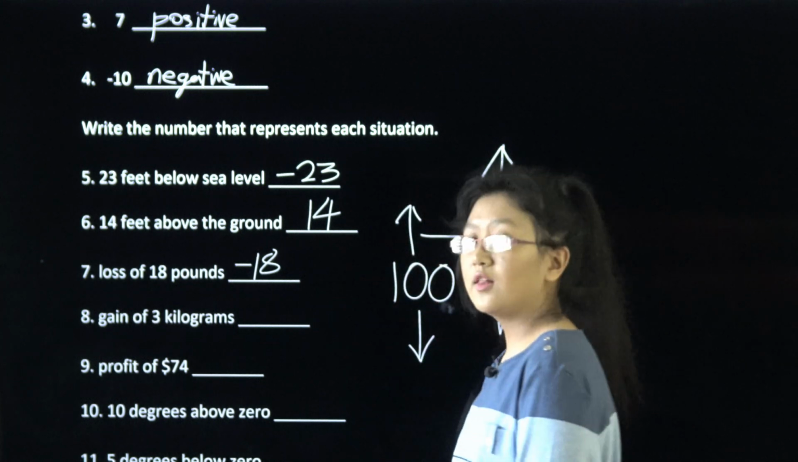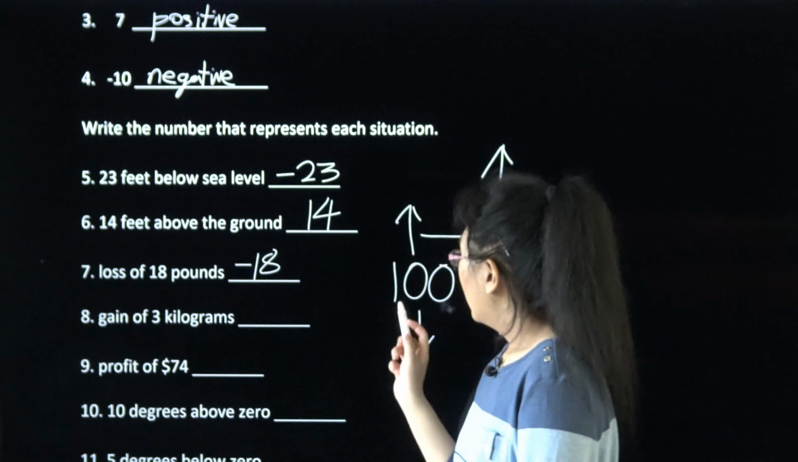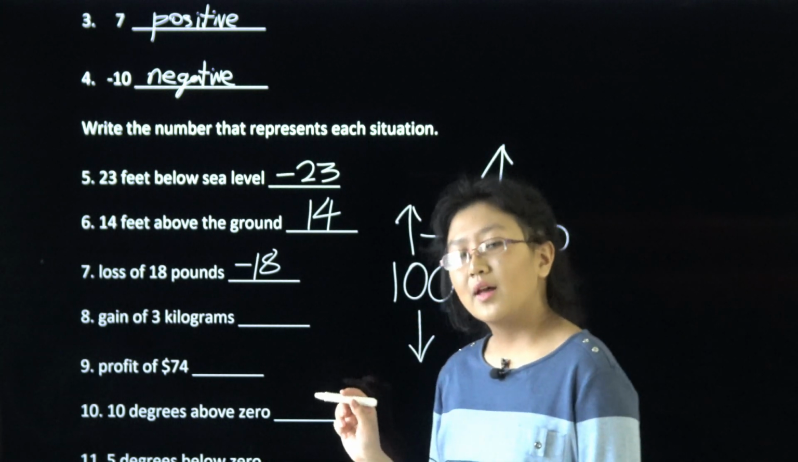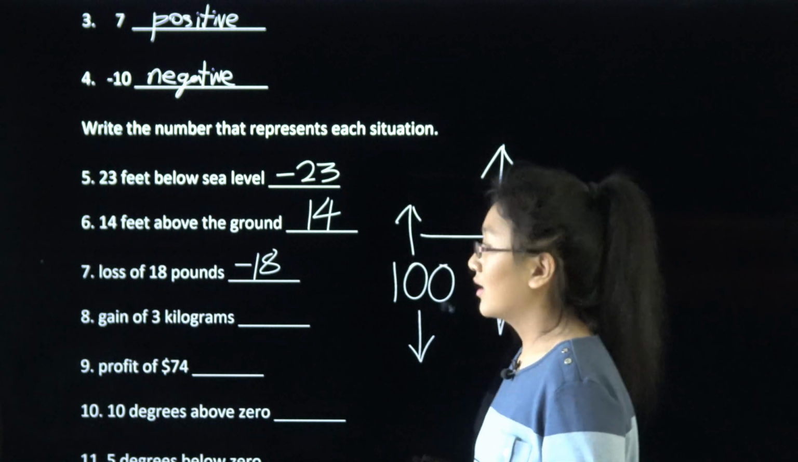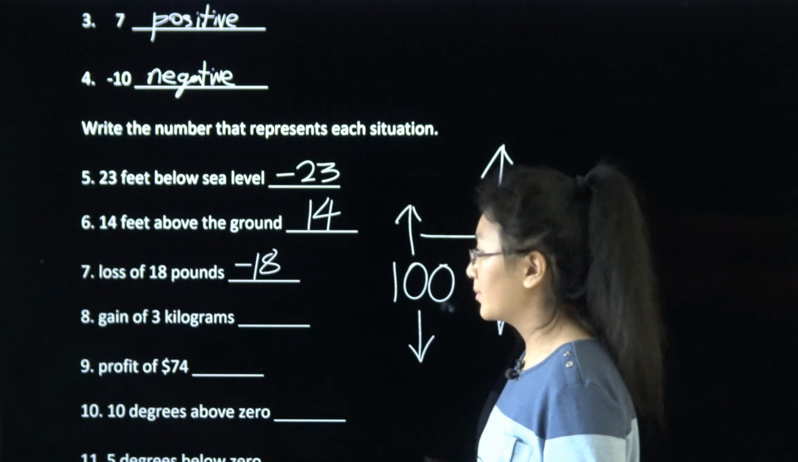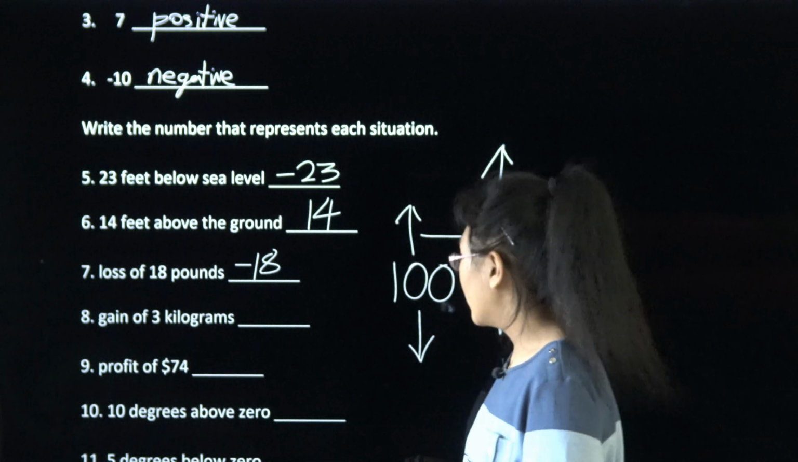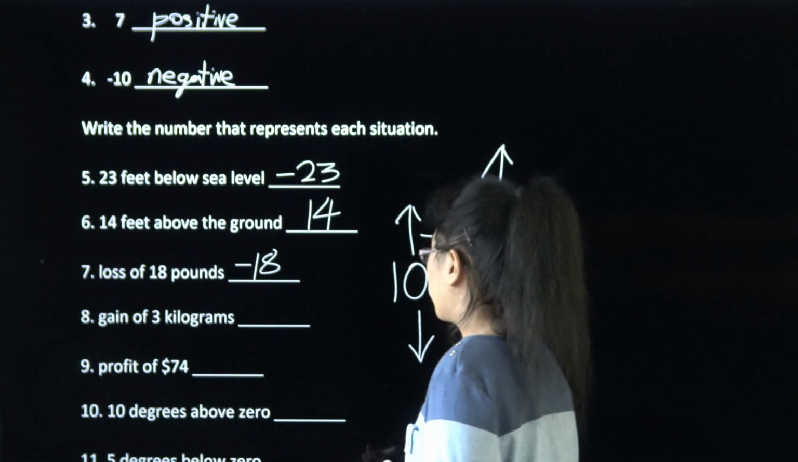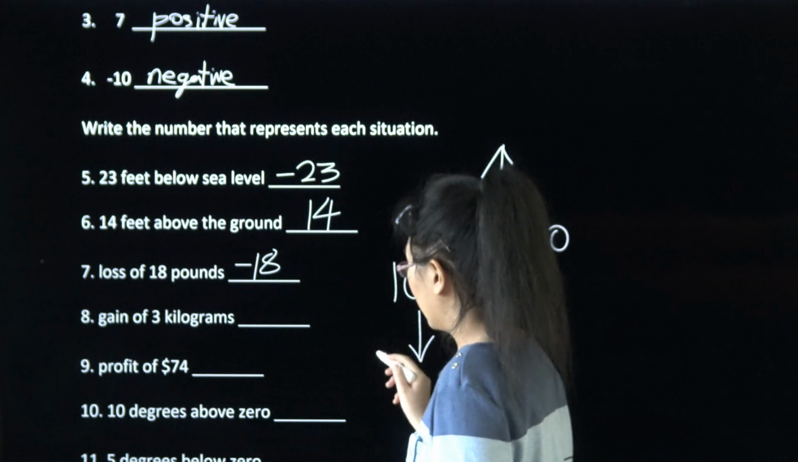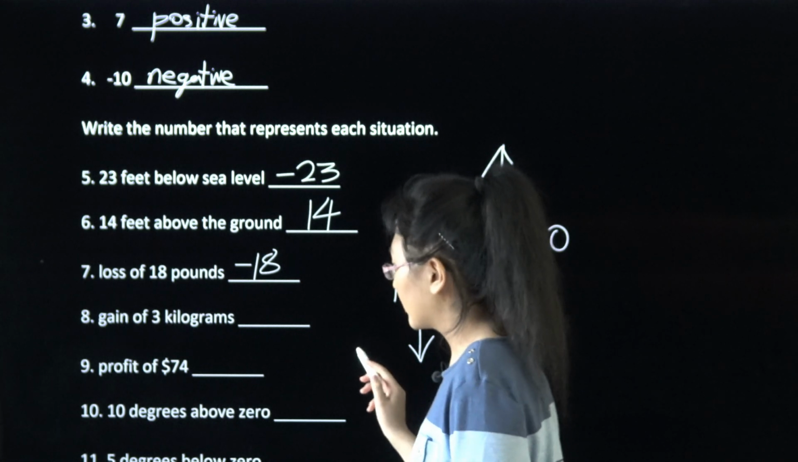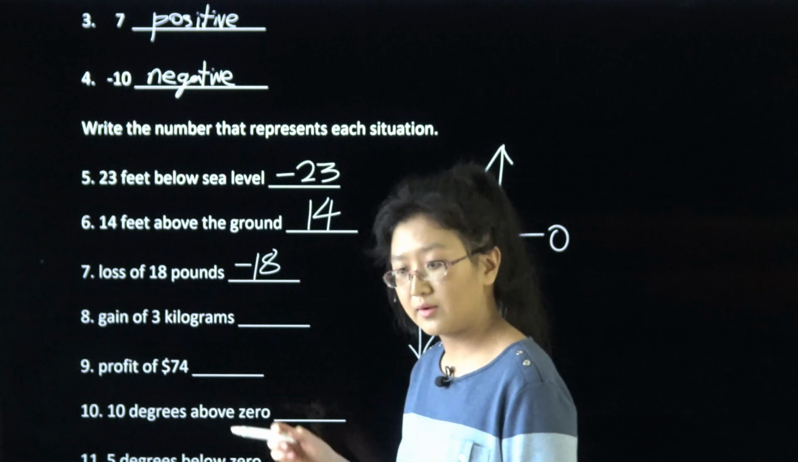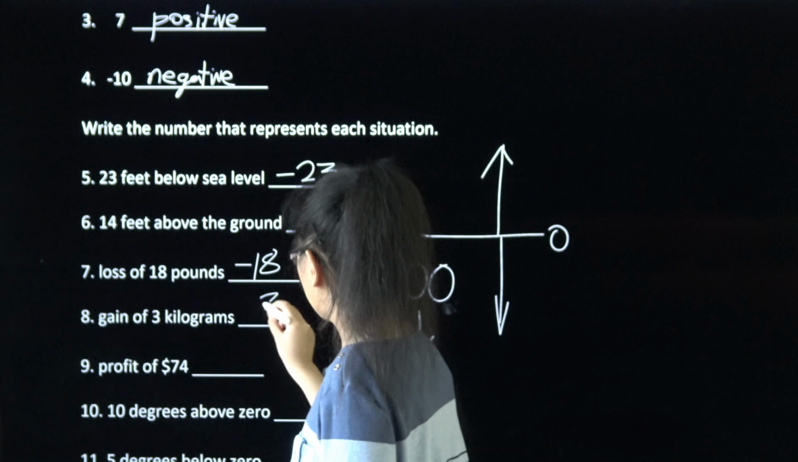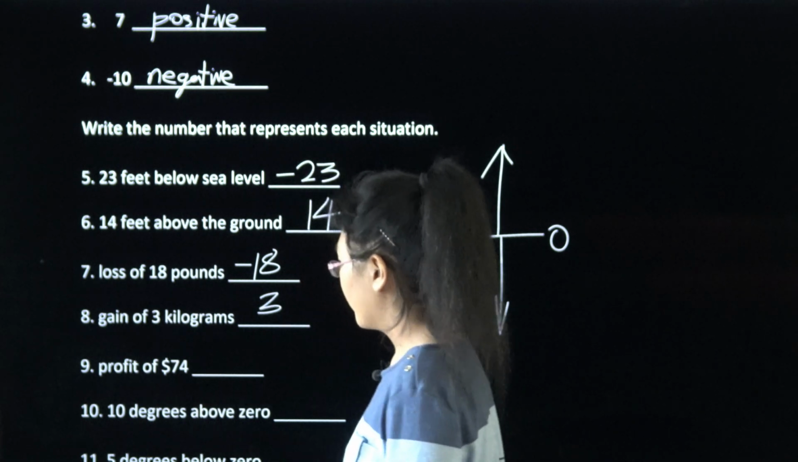Gain of 3 kilograms. So when you're gaining, it usually means that it is positive. Because if it's a positive number, you are going away from the 0. And if you're a negative number, then you're becoming more towards the 0. So that would be positive 3 without the sign.